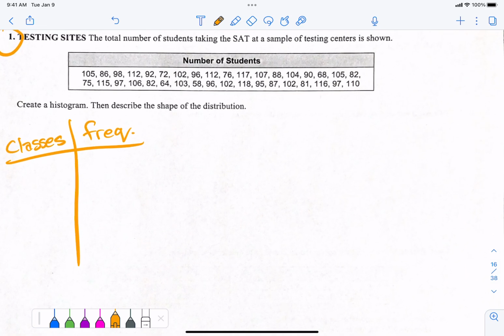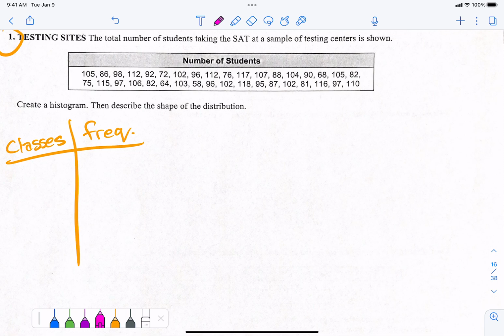First and foremost, what do we need to know before we distinguish our classes? How many classes? Sure. Usually they say 5 to 8 classes or 5 to 7 classes, I think is what it is. Let's do that.